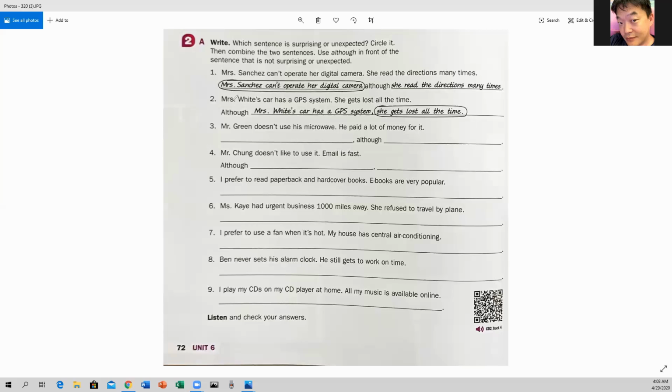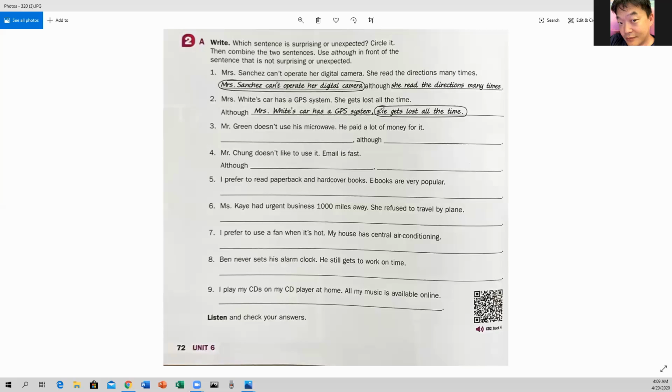Okay. So now let's go here. Number two. Mrs. White's car has a GPS system. That's one sentence. She gets lost all the time. Okay. Which one is the unexpected? She gets lost all the time. This is not expected. Why? Because she has a GPS. This is the fact. So although goes with this one, and we circle the other one. Although Mrs. White's car has a GPS system, she gets lost all the time.